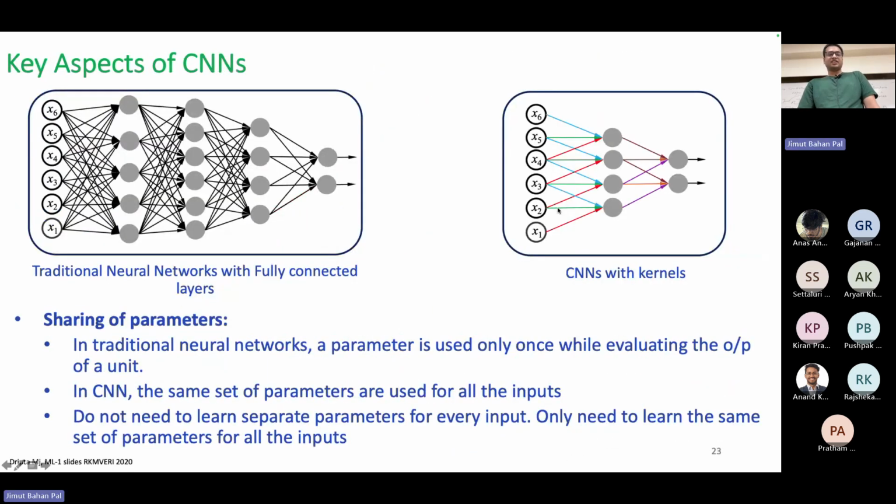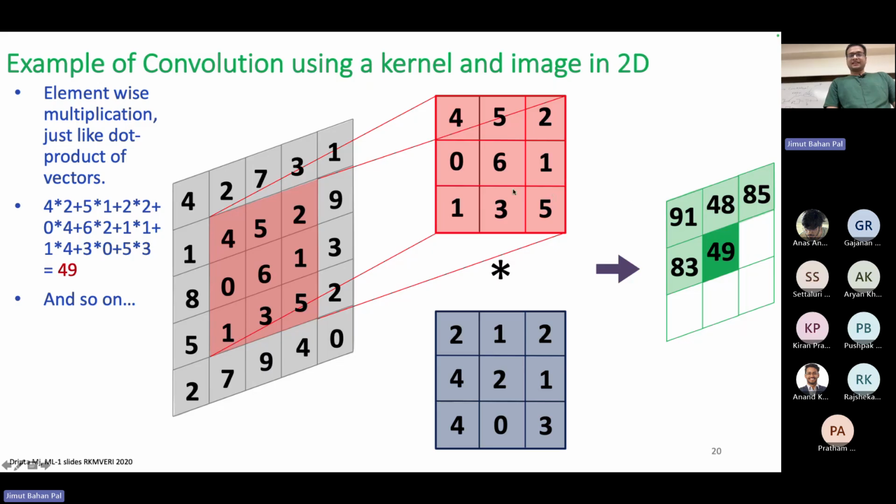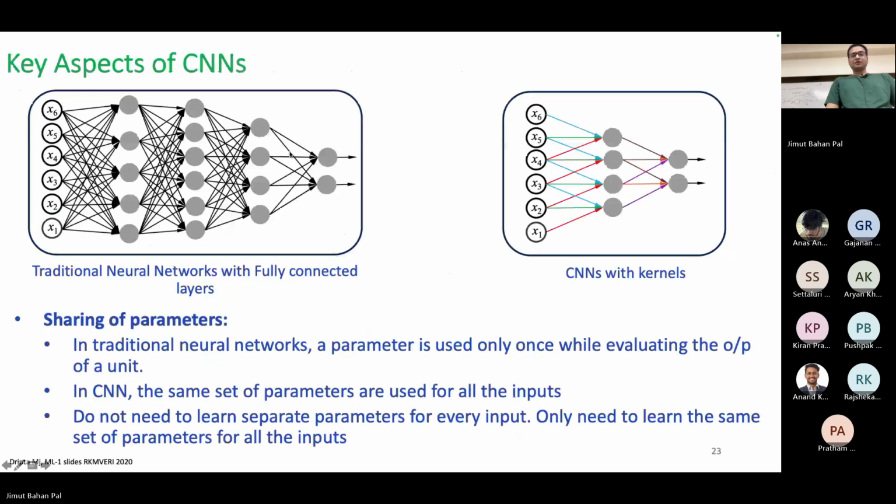Then there is sharing of parameters. In a traditional neural network, a parameter is used only once while evaluating the output of a unit. In CNN, the same set of parameters is used for all the units. We see that the same kernel just moves around the whole image, so there are fewer parameters. If this was a fully connected layer, all of these pixels would be connected to the next layer. In CNN, we do not need to learn separate parameters for every input, only the same set of parameters for all the input.